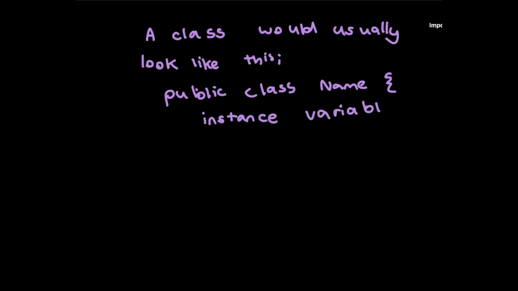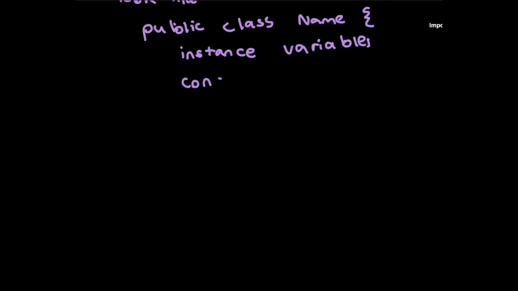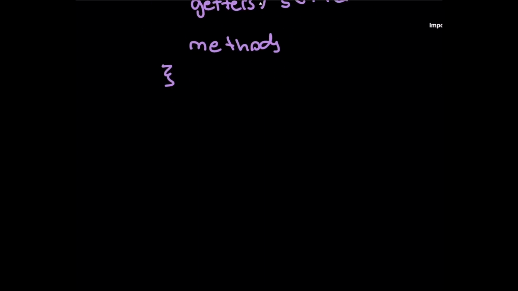Combining an object's data and methods into a single unit is called encapsulation. Here's a basic framework for a class. You would start with the header, so it'll be public class, and then the name, which is whatever name. Then we put the instance variables, and then we put constructors, which we'll be discussing later in this lesson. Getters and setters, which we'll also be discussing, and other methods. That's the basic layout of a class.